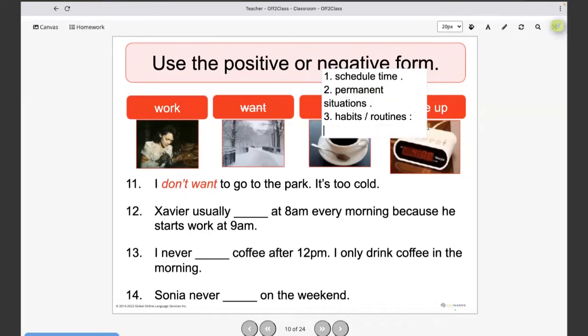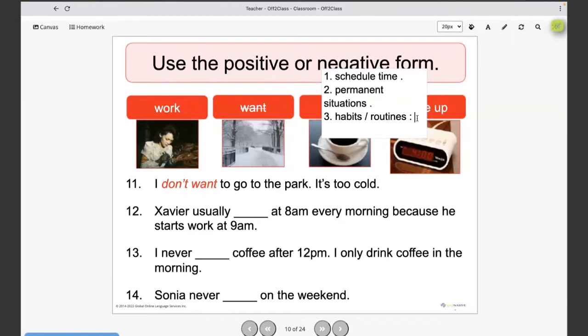Okay. Now, routine. We were talking about routines, habits. I'm talking about my routines, my habits, everything I do as a habit. So I say, for example, I brush my teeth in the morning. I run every day. I visit my friends on the weekends. I see my sister on Fridays. All of this is routine.